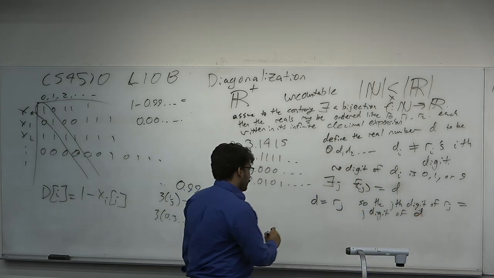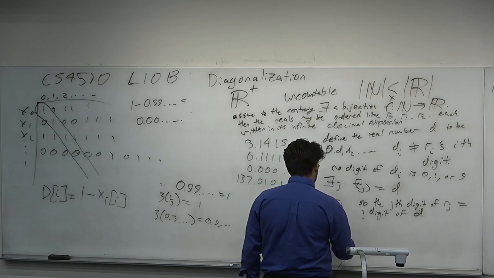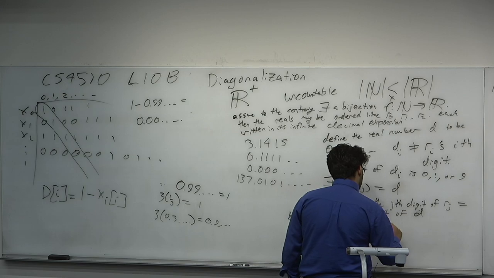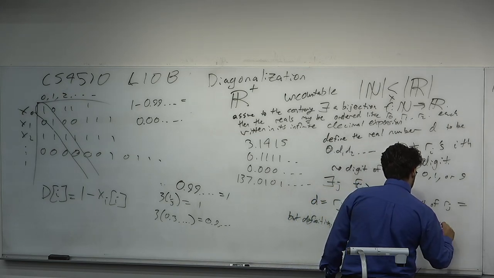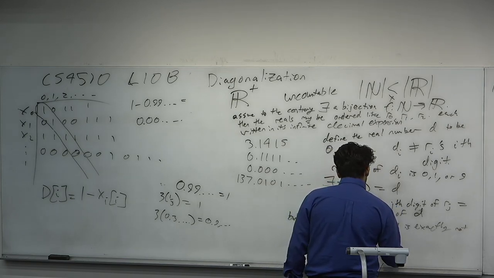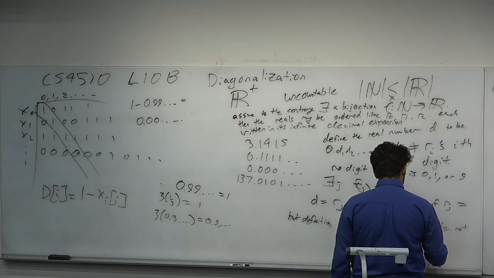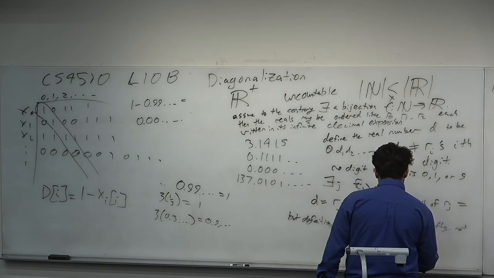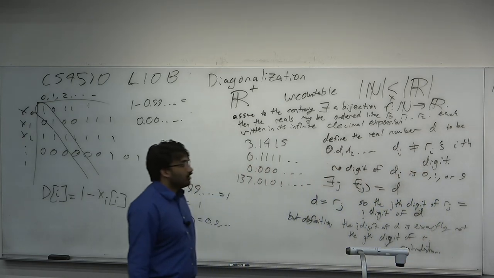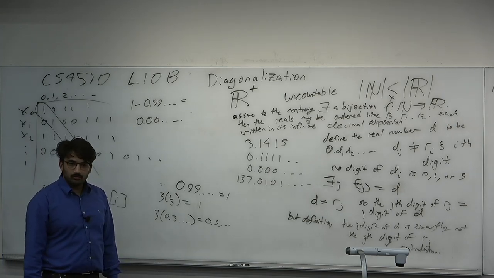Yes, thank you. But by definition, the jth digit of D is exactly not the jth digit of R_J. Contradiction. So we see that the reals are therefore uncountable, right? Probably a more classic version of this proof. Questions on this one? Comments?